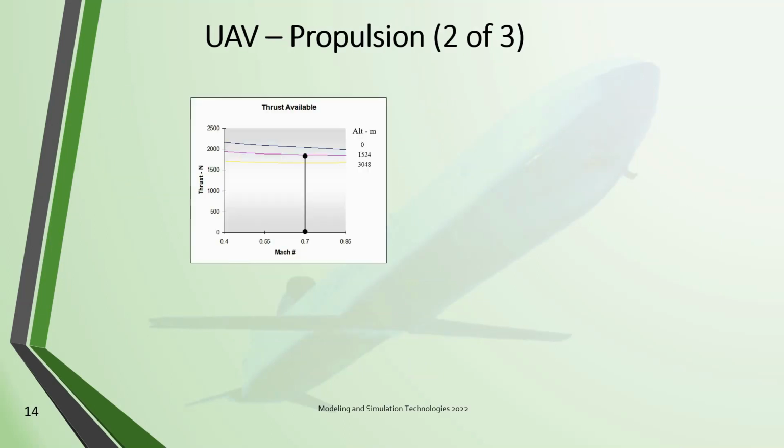So here is an example. Let's say we cruise at Mach 0.7 at an altitude of 1524 meters. Then the thrust available is about maybe 1900 newtons.